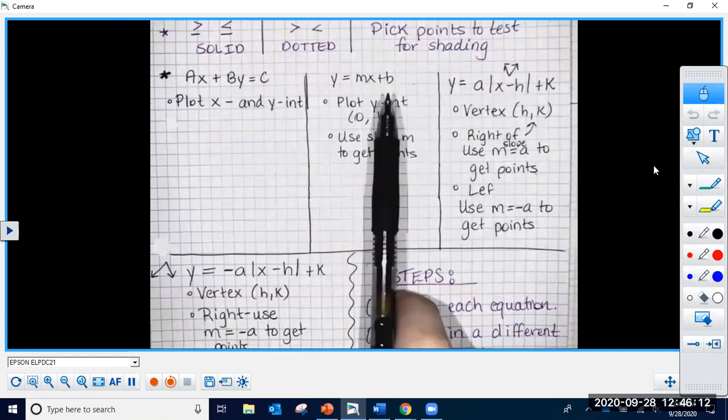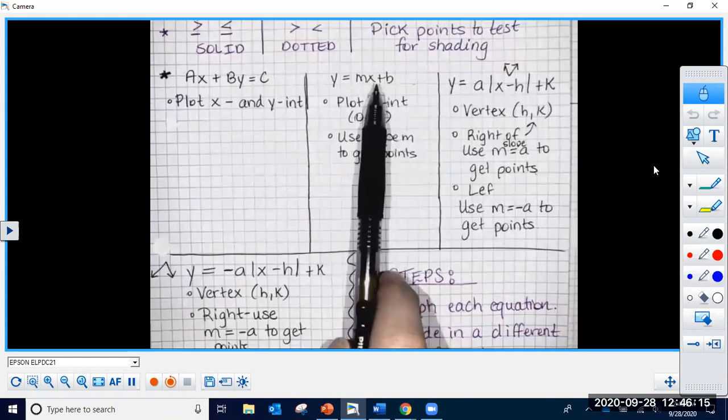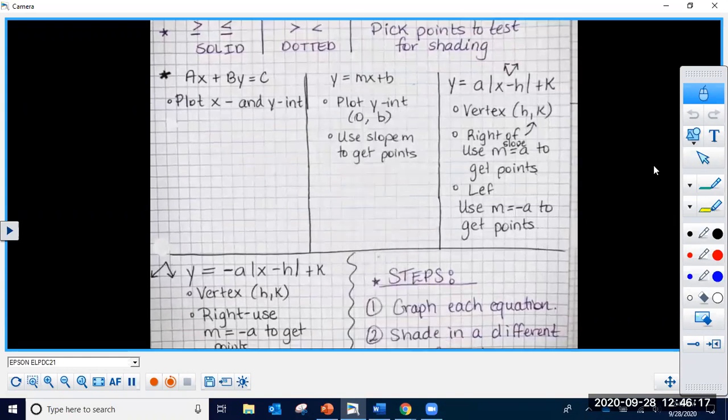One of my former students the other day tagged me in a meme that has y equals mx plus b. He said, still another day that I haven't used y equals mx plus b in my life. Like he's already out of college.